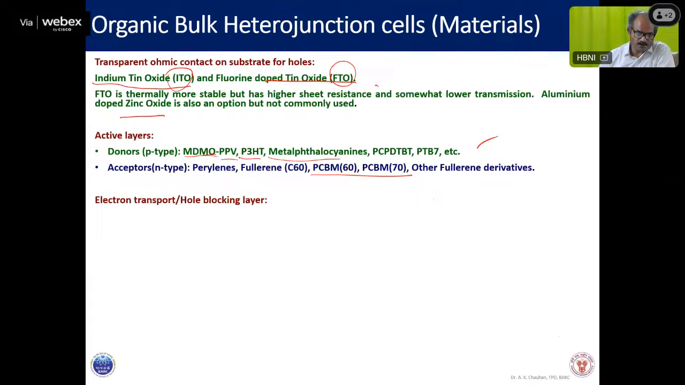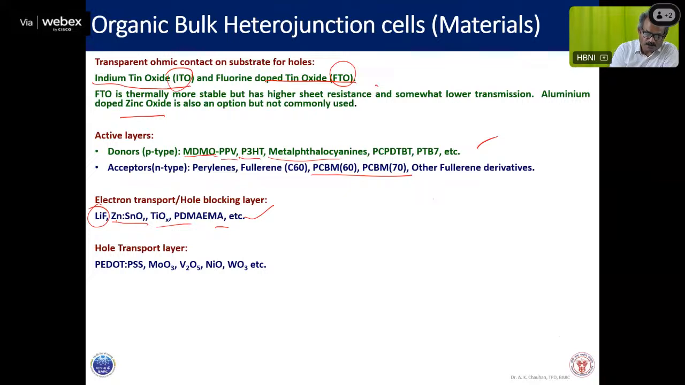And then for the electron transport and hole blocking layer, we use lithium chloride, but people use other chemicals also. And for hole transporting layers, we use PEDOT:PSS, and in some cases these also, but in different layers. Which material you need to use as hole transporting layer, and which as electron transport layer, depends on the energy levels of the materials which you have used in the blend, especially the donors and acceptors.